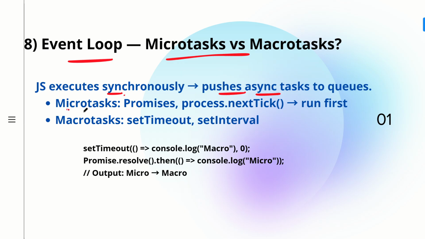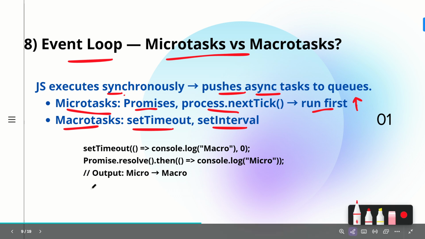And then we have the microtask queue and the macrotask queue. In the microtask queue, we have promises and process.nextTick, and it runs first. So the microtask queue has higher priority when compared to the macrotask queue. And then we have the macrotask queue. It stores setTimeout and setInterval. So how does our event loop work?